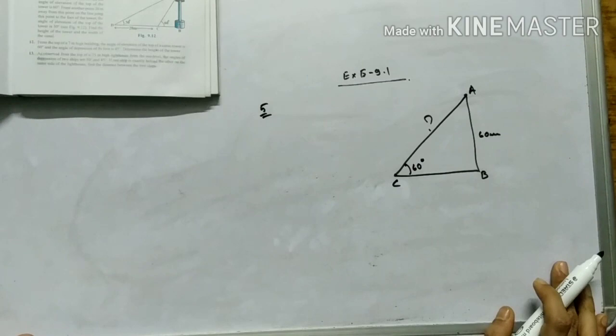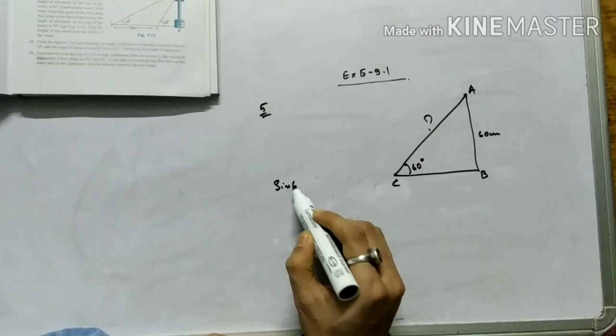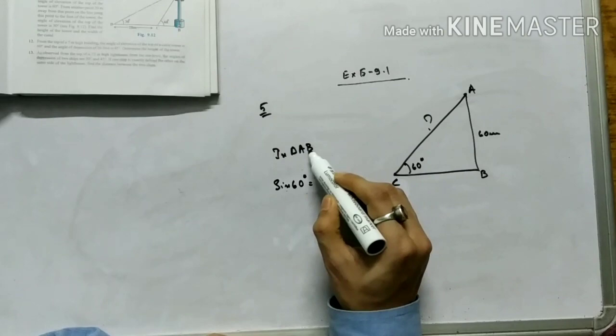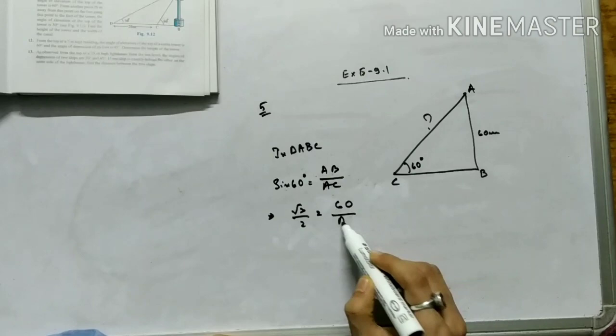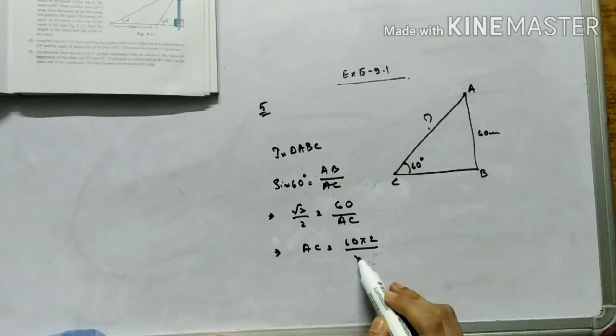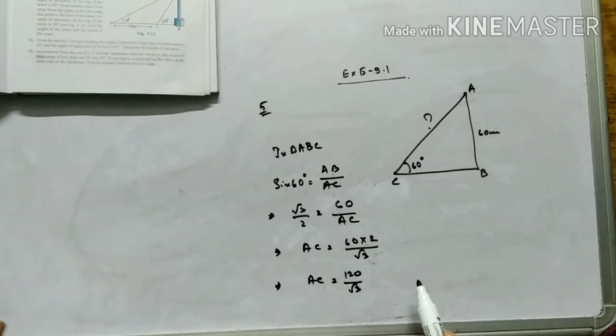So in here again, what function will I use? In here I will use sine function. Sine 60 degree in triangle ABC is equal to AB by AC. Sine 60 is root 3 by 2. AB is 60 by AC. So AC is equal to 60 into 2 by root 3, which is 120 by root 3.